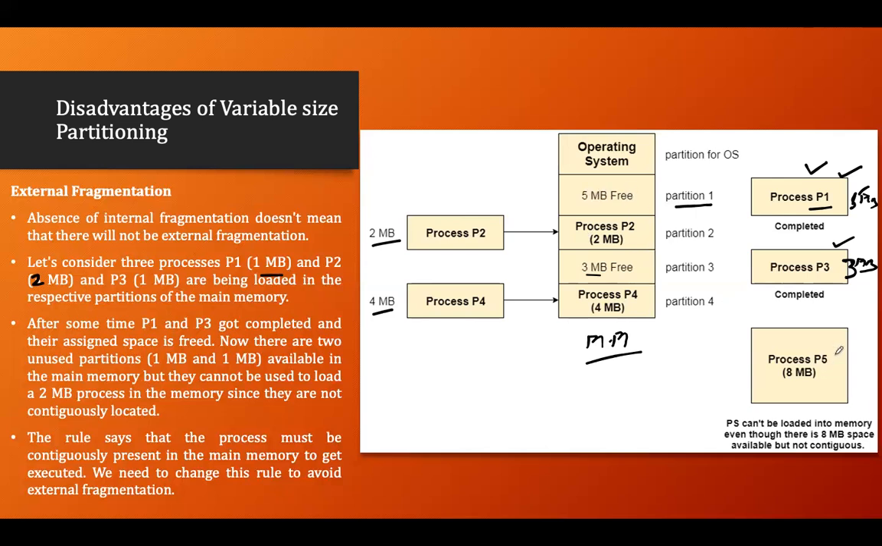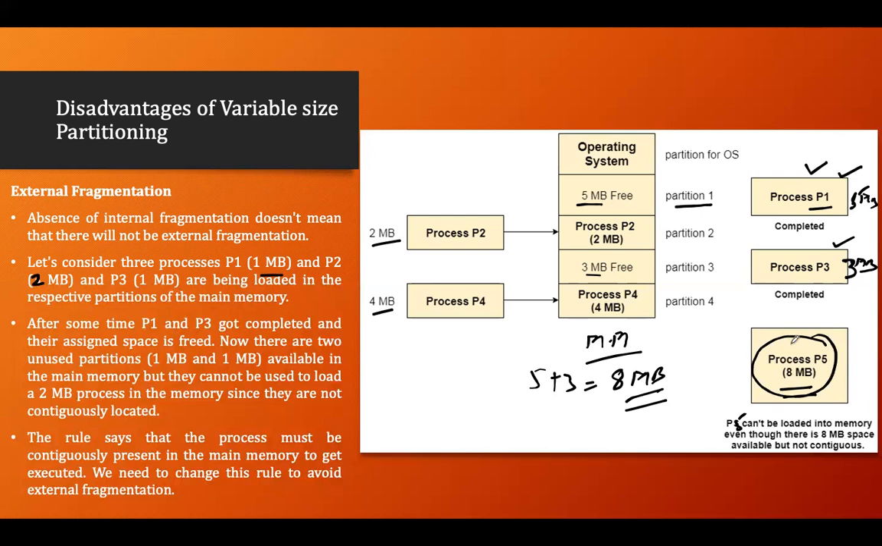Now, there is process P5. It requires 8 MB. Can we accommodate it here? The answer is no, because P5 cannot be loaded into the memory even though there is 8 MB of space available, but not in a contiguous fashion. So here we have 5 MB, here we have 3 MB. 5 plus 3, it is a total of 8 MB. It is available, but we cannot give it to P5.